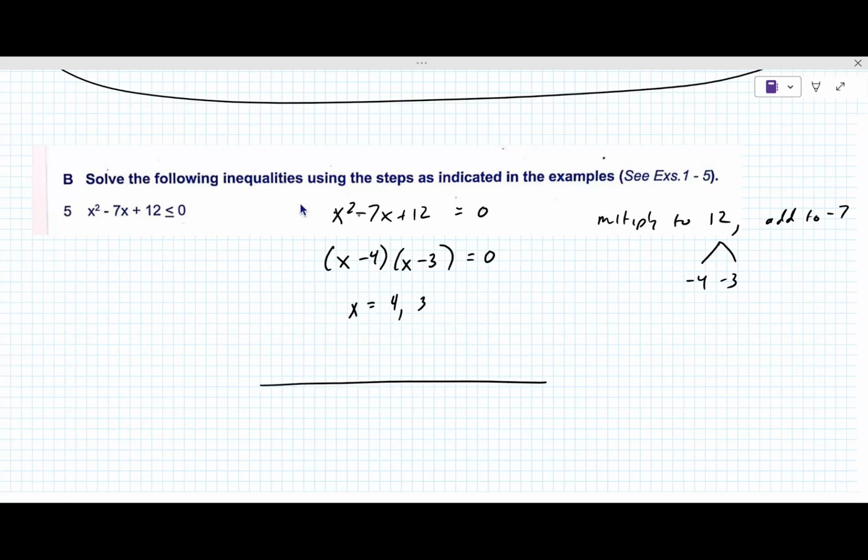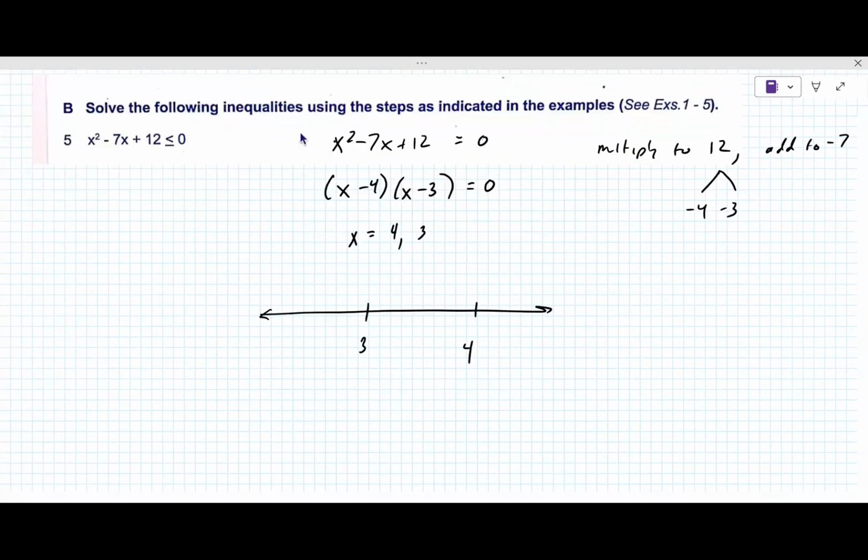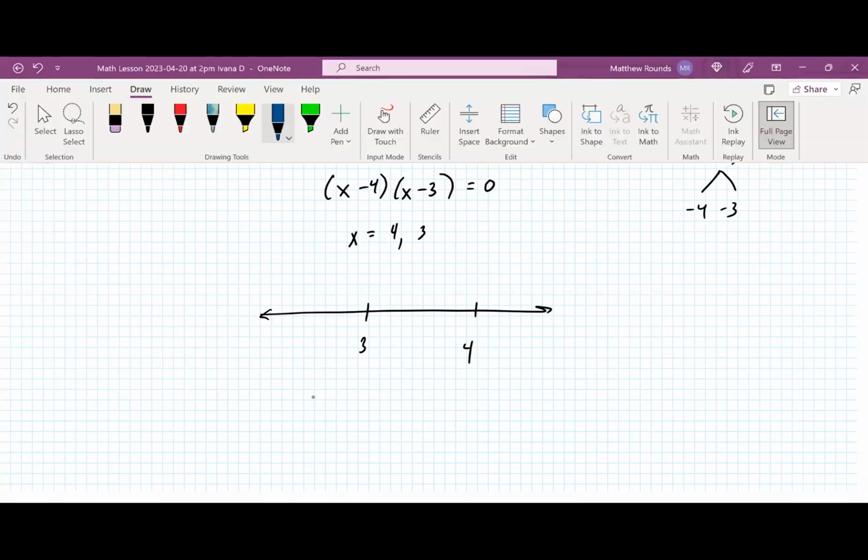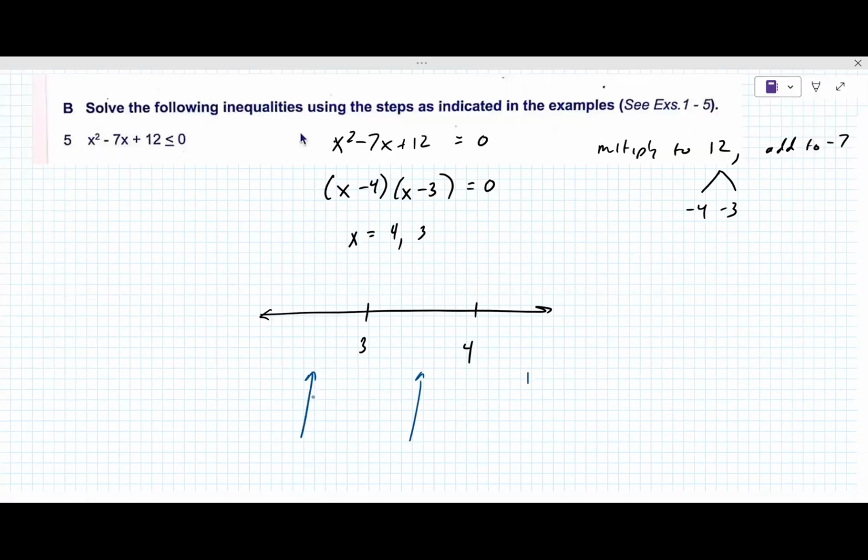Good. So on the number line here, they're right next to each other. You can obviously squeeze them in a little closer, but for what we're doing, I'm going to keep them spread apart for kind of illustrating what we're doing here. The next thing is test points, right? So you're going to test something here, here, and here. So 3.5 in the middle, 0, and I'll just suggest 5 here. But I'd like you to test those points and tell me what the sign is.